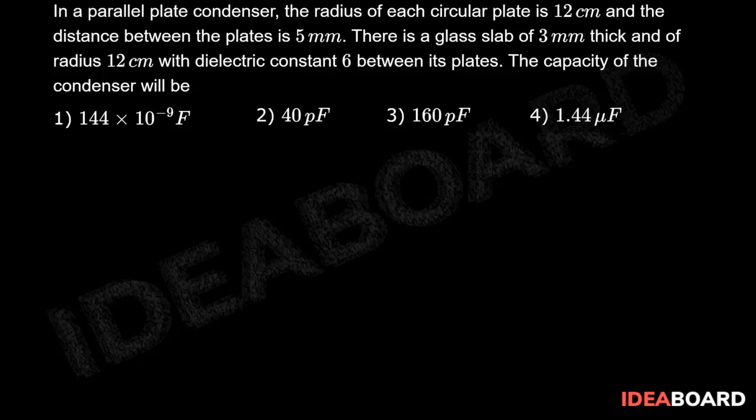In a parallel plate condenser, the radius of each circular plate is 12 centimeters and the distance between the plates is 5 millimeter. There is a glass slab of 3 millimeter thick and of radius 12 centimeters with dielectric constant 6 between the plates. The capacity of the condenser will be.